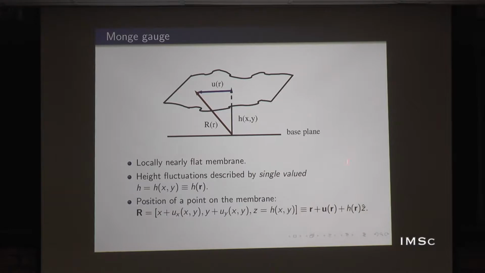So, these are little technical details about how you describe the configuration of a membrane. You have a nearly flat patch of a membrane and then you describe it by a height function, single valued height function with respect to some base plane. The base plane is chosen completely arbitrarily. The position of a membrane, the radius vector r, is basically given by the height function plus some in plane distortion u. So, not only can it go up and down, it can also move laterally.